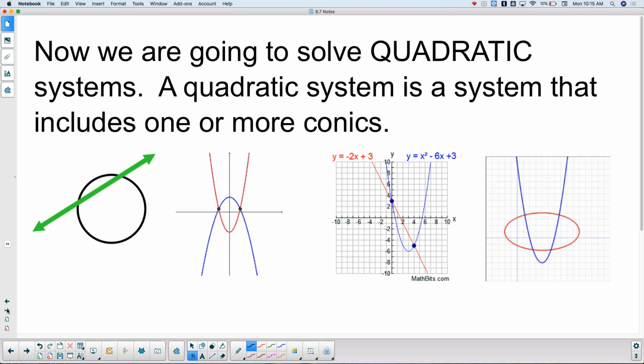Okay? Now, how do you think we're going to go about solving quadratic systems of equations? What are some possible methods that we might have?